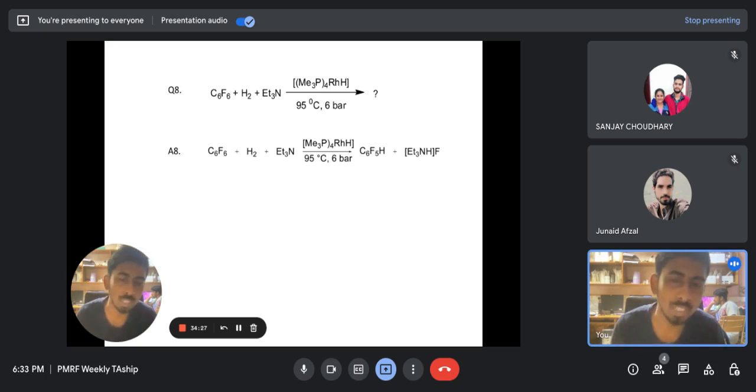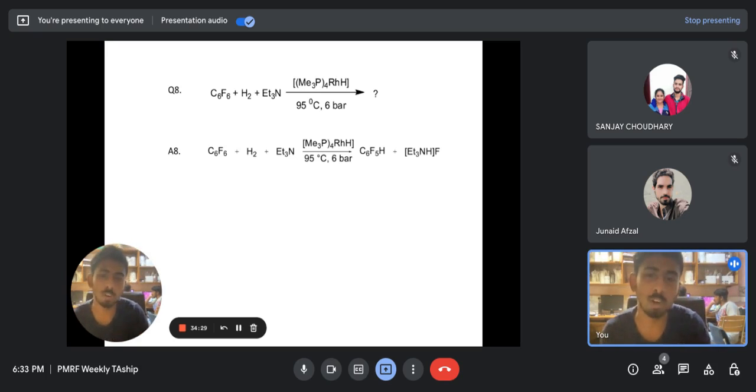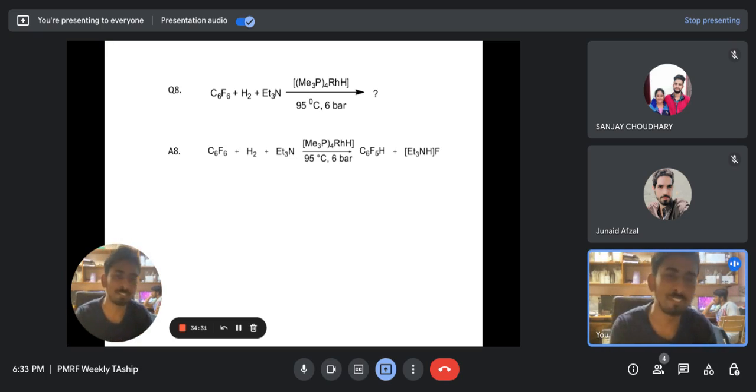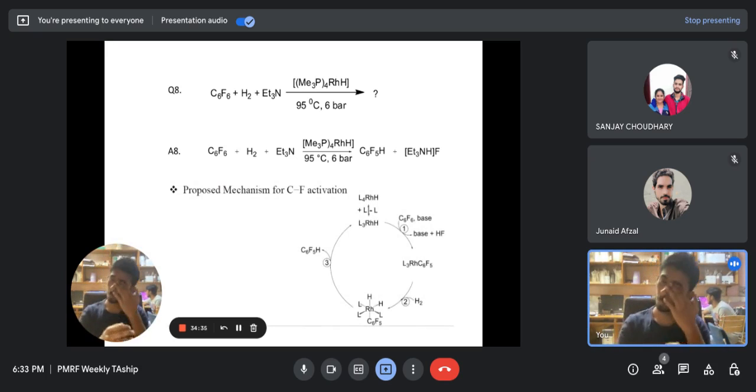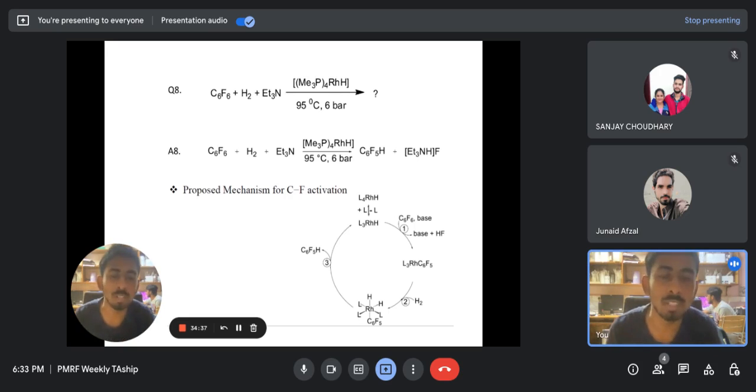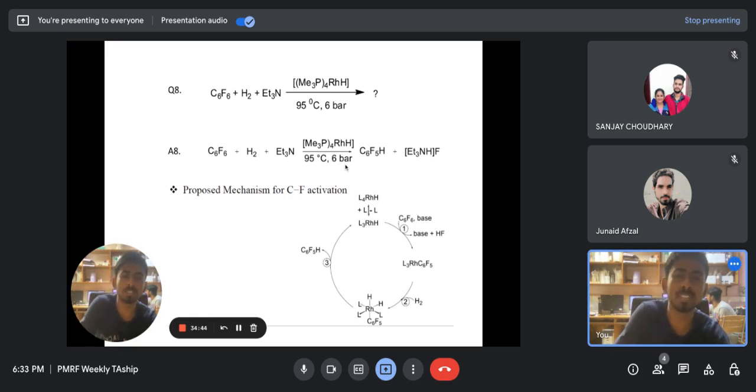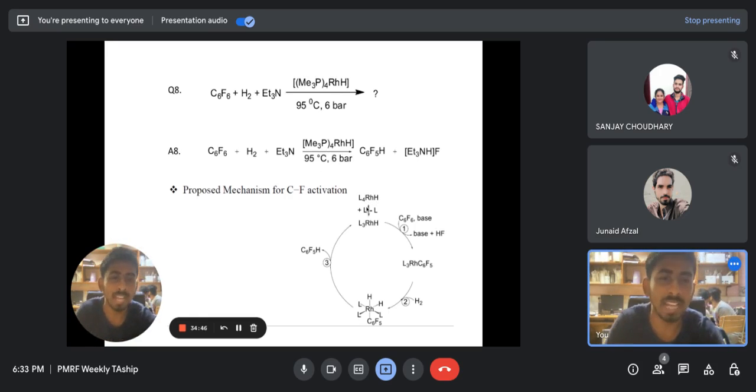So let's come to the reaction mechanism, how the formation of the C6F5 moiety takes place. Now this is the proposed mechanism for how the CF bond gets activated. So here the catalytic cycle starts. I have abbreviated the PMe3 group as L. So L4RhH, the rhodium hydride moiety. Here one of the ligand dissociation reactions takes place.